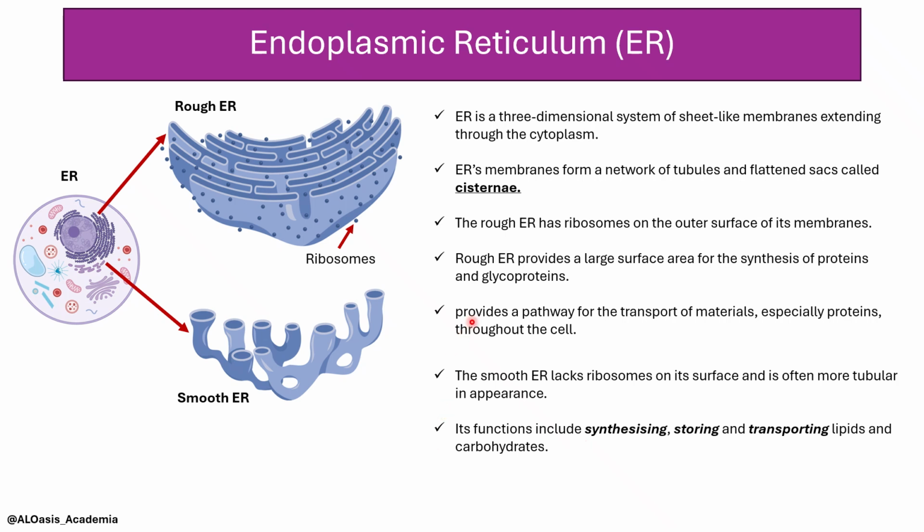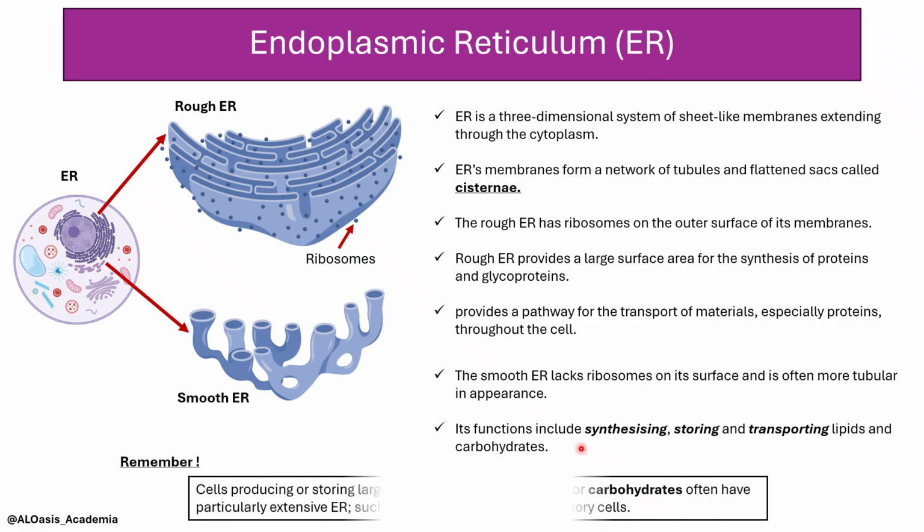So when we were talking about rough endoplasmic reticulum, it was mainly focused on proteins, whether synthesizing proteins and glycoproteins or transporting them. When it comes to the smooth ER, its main function is synthesizing, storing, and transporting carbohydrates and lipids. So please remember that.